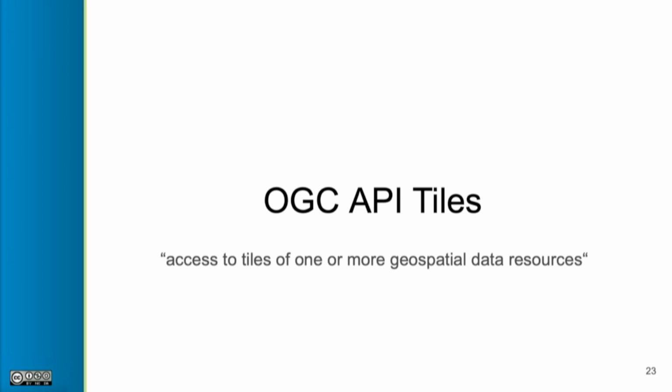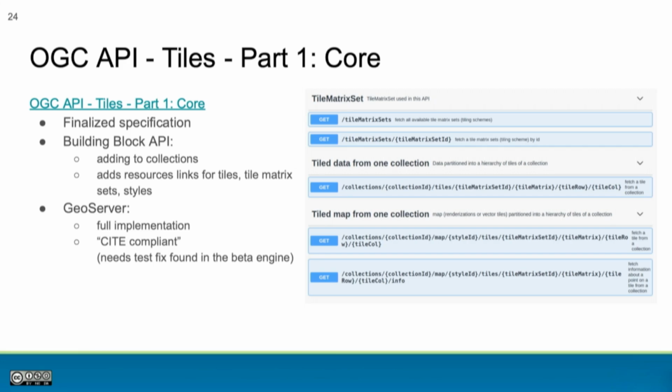Okay, OGC API Tiles. So this is the service that provides like a tile set for one or more data sets. We've got the core implementation here that's a finalized specification. This is a building block API, so it's designed to mix into other data sets, whether they be features or coverages. GeoServer has a full implementation that's site compliant, but we don't have the sticker yet. We need a fix to be applied to the test engine.